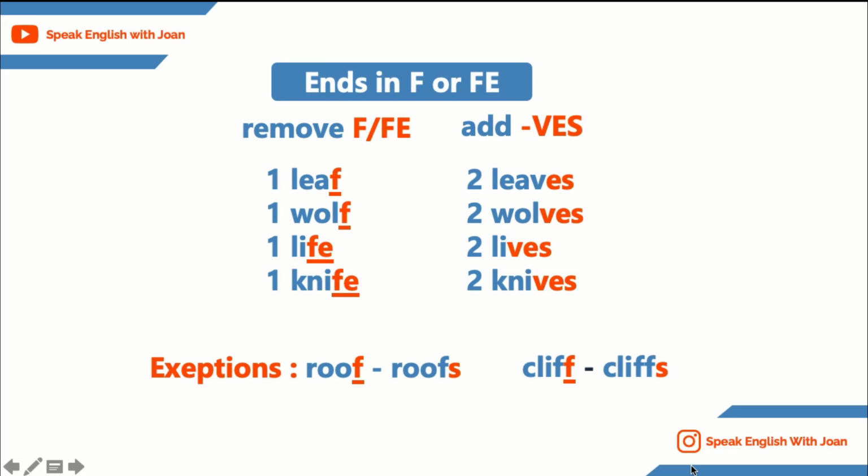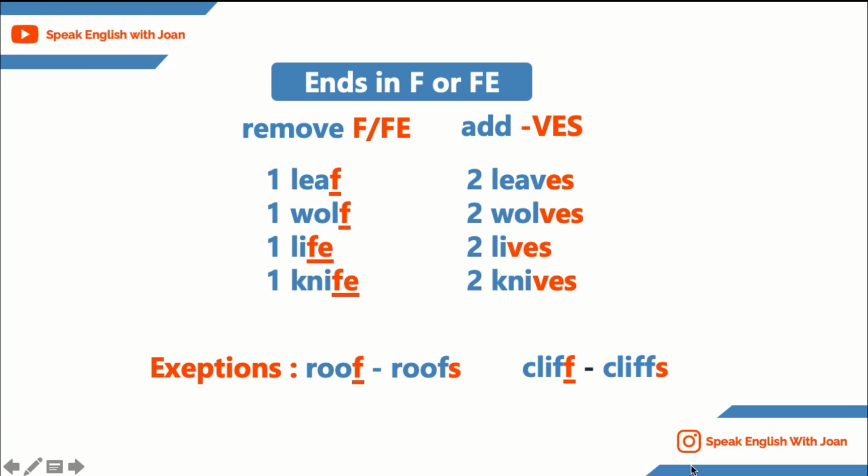Other rules, for example, if the noun ends in f or fe, we remove the f or the fe and add ves. For example, one leaf becomes two leaves. One wolf becomes two wolves. One life becomes two lives. One knife becomes two knives, and so on. But always in English there are exceptions.